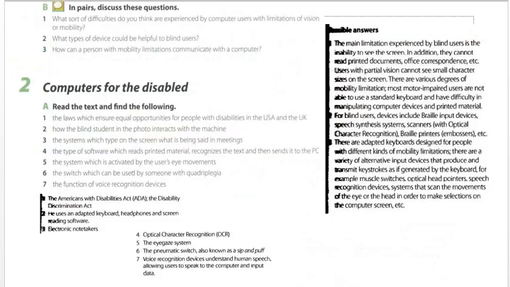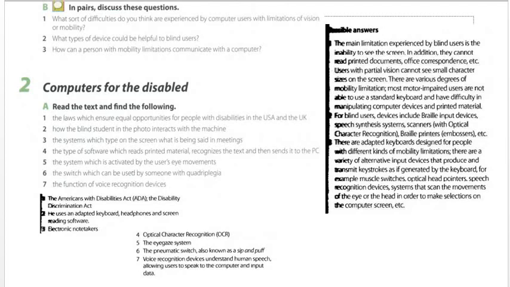In pairs, discuss this question. These are the Part B exercises. What sort of difficulties do you think are experienced by computer users with limitation of vision or mobility? What type of devices could be helpful to blind users? How can a person with mobility limitation communicate with a computer? Mobility means disability. Okay.